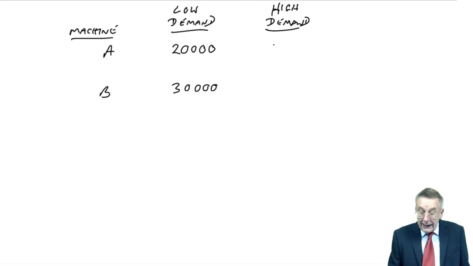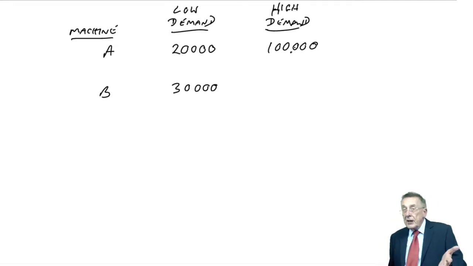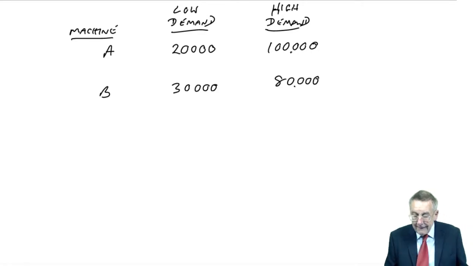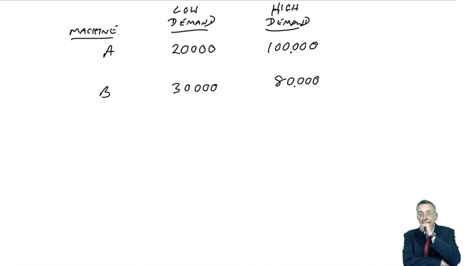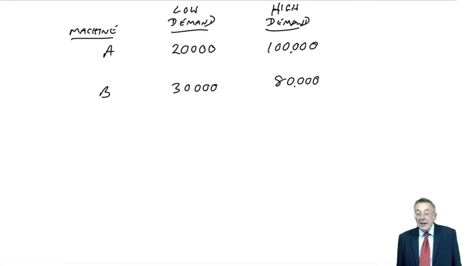A will give us 100,000 a year instead of 20. B has a different cost structure. It gives 30 if there's low demand. If there's high demand, it'll give more, but it'll give 80. Now then, tell me, which one would you take? There's no best machine. Obviously, if you knew demand was going to be low, you would pick B. You'd rather have 30 than 20. If you knew demand would be high, you'd have picked A: 100 as against 80. But what are we going to do?